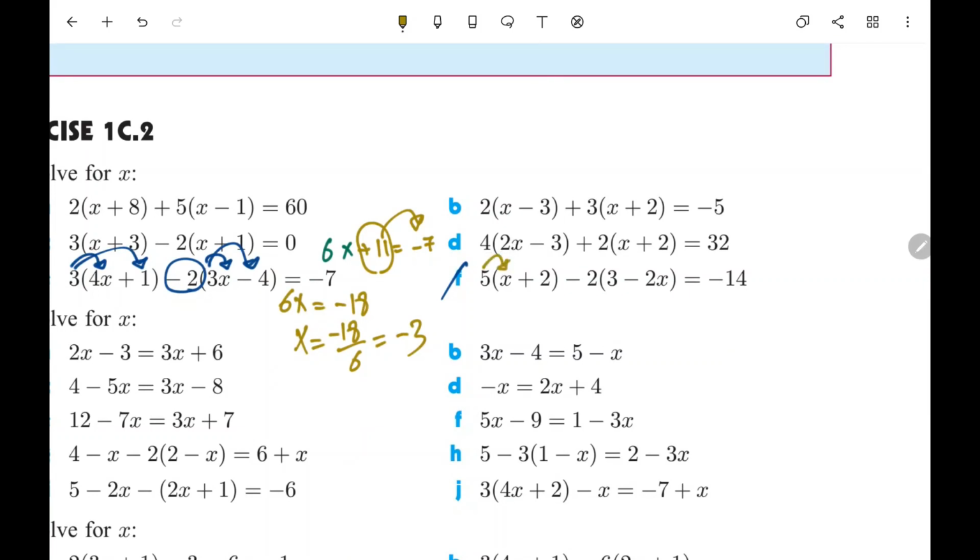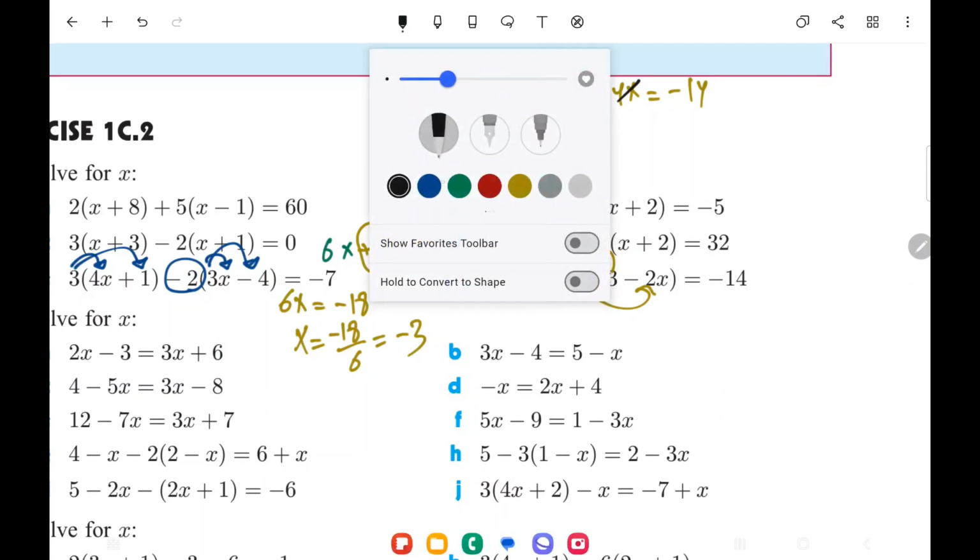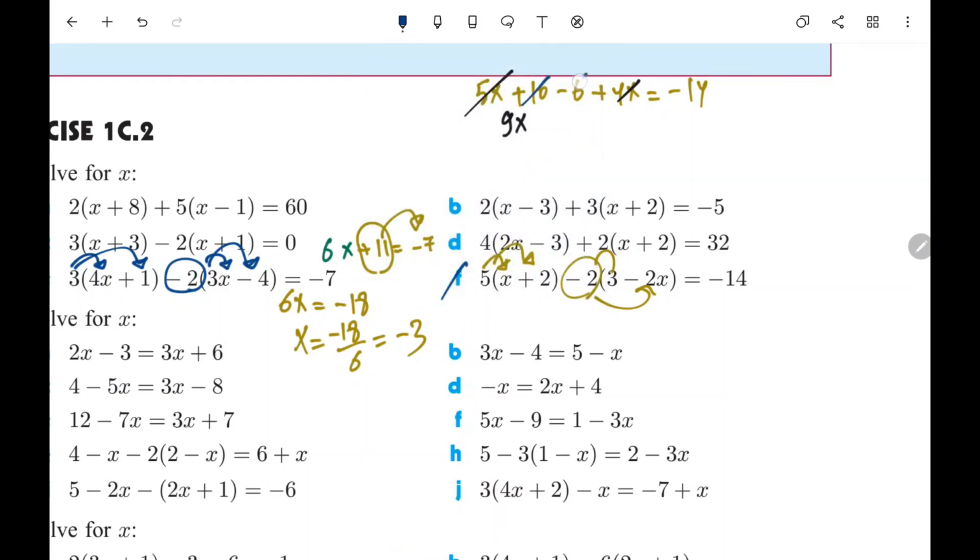Actually, we had 5 times x equal 5x. Perfect. 5 times 2 gonna equal 10. Okay. Negative 2 times 3 gonna equal negative 6. Negative 2 times negative 2x will be positive 4x. All equals negative 14. Okay. Right now, actually, we have 5x plus 4x equals 9x. Perfect. And also we had 10 minus 6 will be positive 4. All equals negative 14.